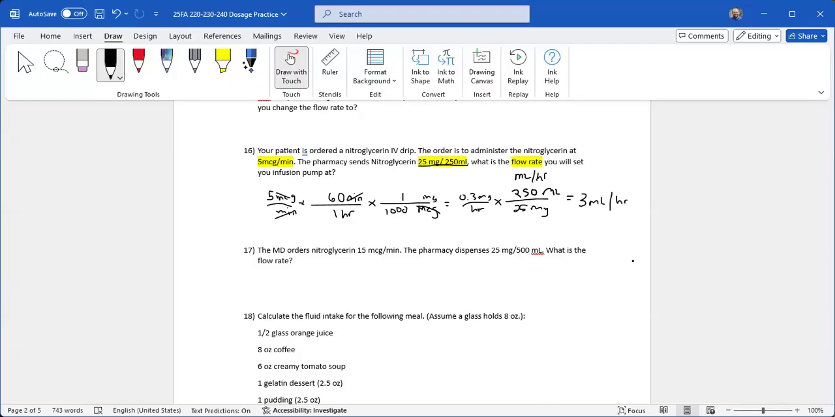Drip rate, at least for me, in my mind, I'm thinking, okay, drops per minute. Sometimes they don't give you that option, but for this one, if they gave you that option, then yeah, you would set that up. Okay.